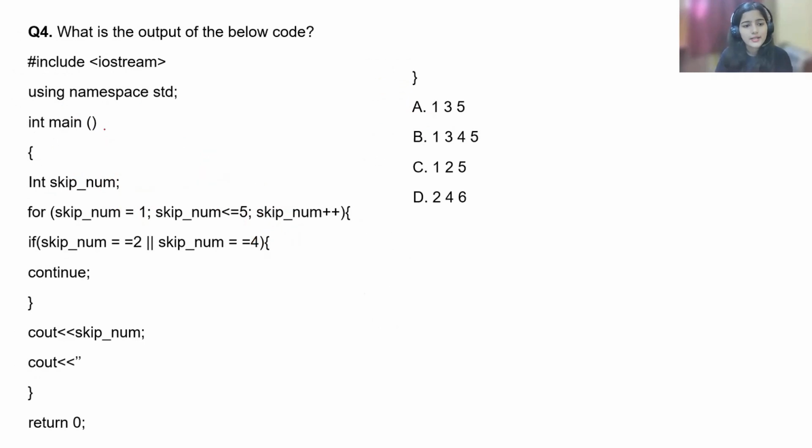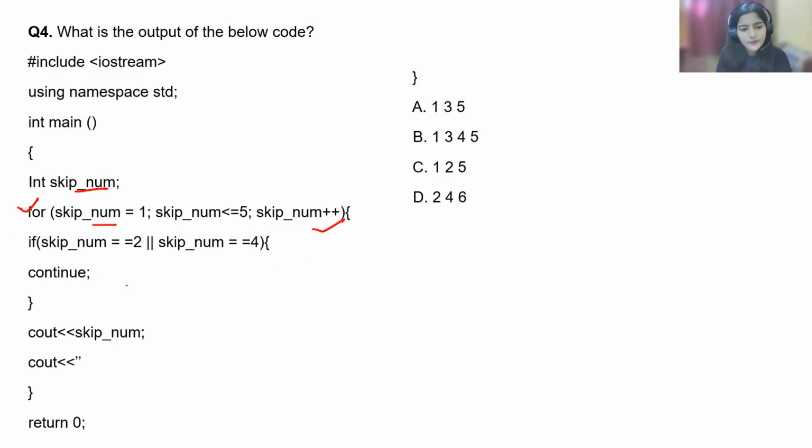Well, let's see our next question. So here what we are having is our main function. This is an integer skip num variable that we do have. Now what we are doing is, this is our for loop, and in this the variable we are initializing with 1. Then there's a condition that we have to continue in the same loop till the time skip num is less than or equal to 5, and we are further incrementing the value of skip num.